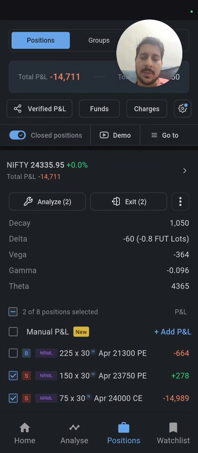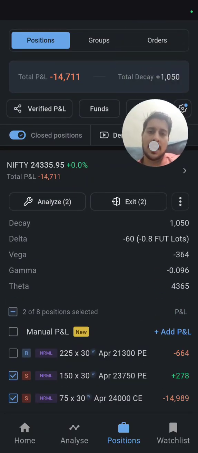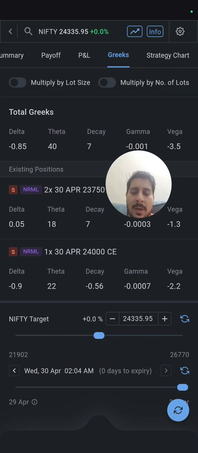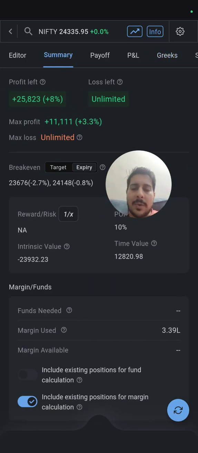Let's see if this is delta neutral. Of course, this is not going to be delta neutral. See, it is not delta neutral. This is a bad situation. All right, it was a bad day, to be honest for me.